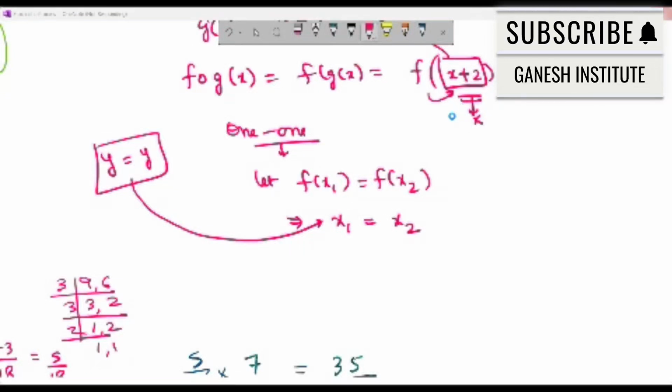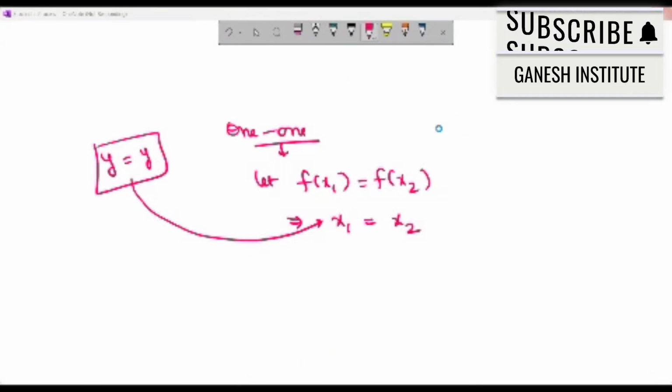So I was explaining f of g of x. In order to prove one-one, you always suppose that f of x1 is equal to f of x2. This way, when you assume your function values are equal, your y values are the same, and you conclude at last that the y's were the same because the x's are the same, and hence it is one-one. Are you getting my point?